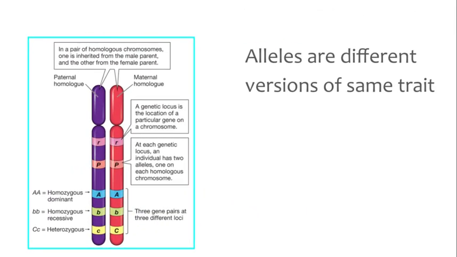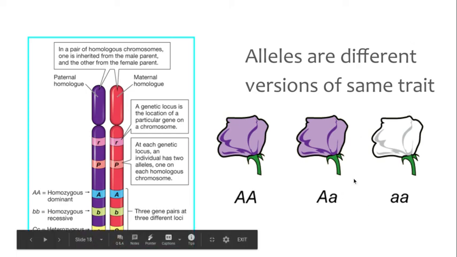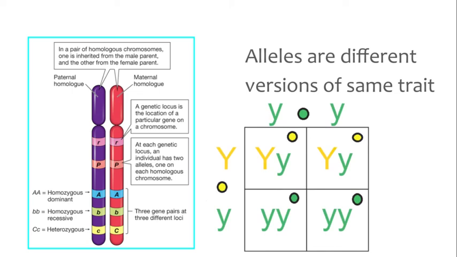Alleles are different versions of the same trait. Okay, so you might have a trait for flower color. The A allele represents purple and the little a allele represents white. So the gene, the trait is flower color. These are the 2 versions. Okay, and so scientists use letters to designate that stuff. So you could have fur color as a trait. You'd have an allele for brown and an allele for chinchilla. Peas are seeds and they come in different colors. They have 2 versions, yellow and green.